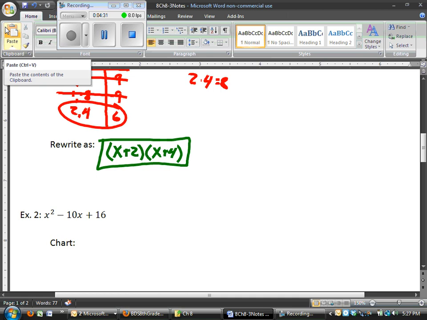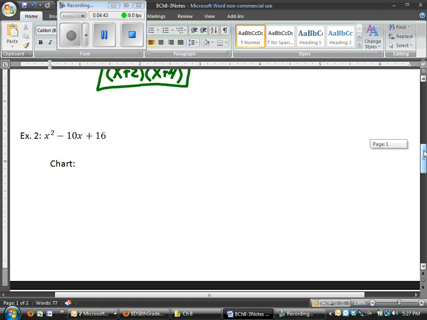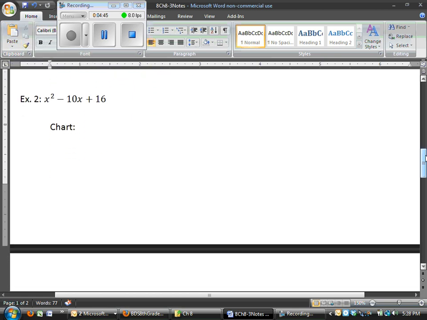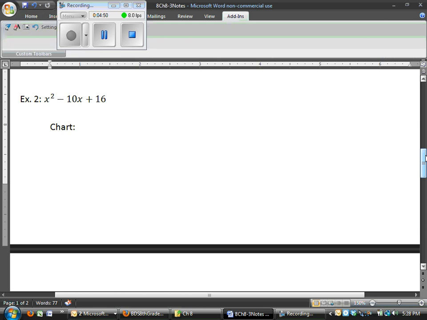Okay? Not too difficult. Just find the 2 numbers that multiply to give you the end and add to give you the middle, and then plug them in to the final spot there. Okay? Let's take a look at our second example. In this case, we need 2 things, and we can use this little chart to help us, that multiply to 16 and add to negative 10.